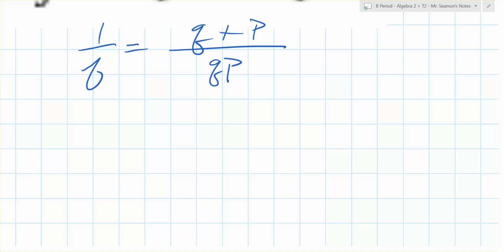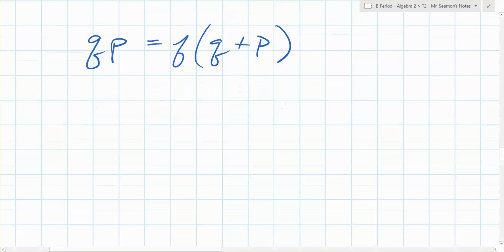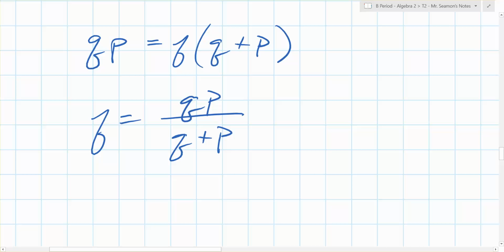Do we have a fraction equaling a fraction? What can we do now? We could cross multiply, which is the same thing as multiplying by the LCD. So what do we end up with if we cross multiply? QP equals F times Q plus P. If we want to isolate F, what do we divide both sides by? Q plus P. So we get F is equal to QP over Q plus P. This is really helpful because now whatever values you come up with for Q and P, you can just plug them in here.